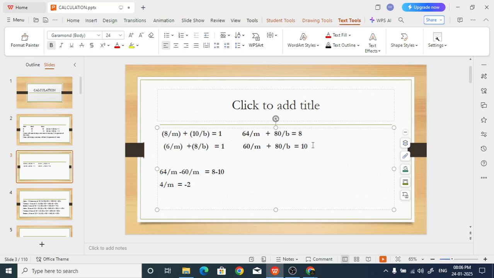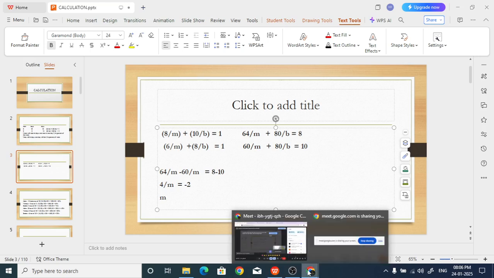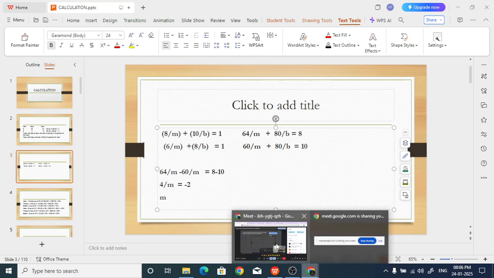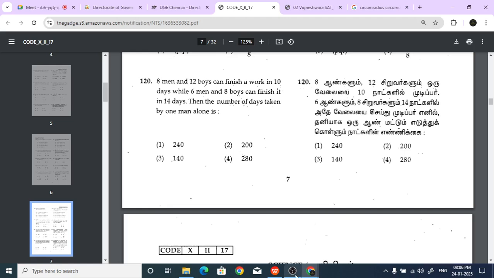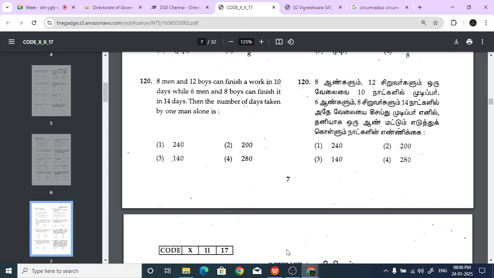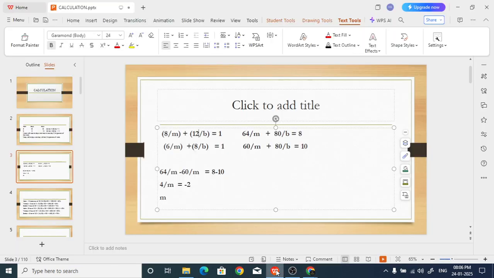So m equal to... why am I getting something wrong? I don't know what mistake I made. Let me see. Where is the question? Did I write anything wrongly? 8 men, 12 boys. Oh, I wrote 10 boys. 12 boys equal to 1. And the next one, 6, 8, 14. Why did I put 1 here? I don't know.